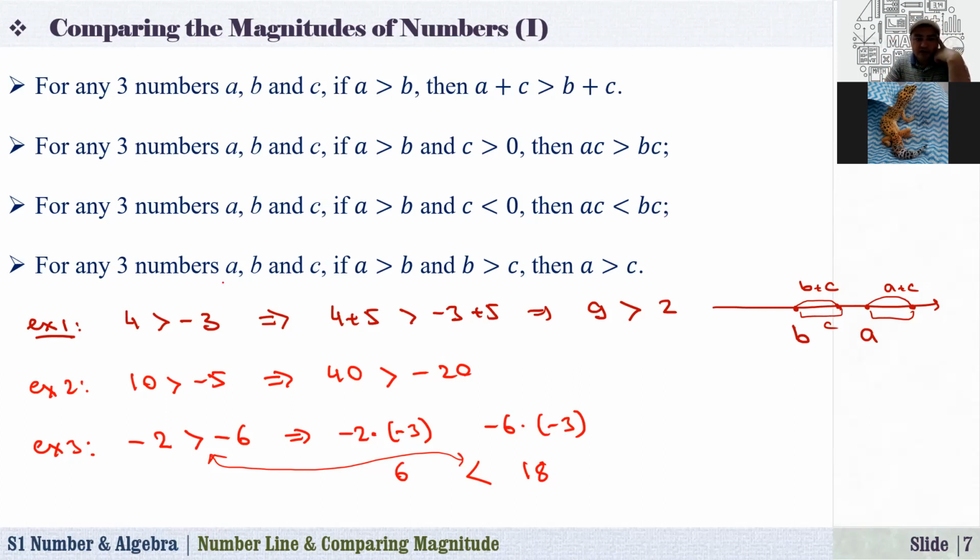For number 4, for any three numbers A, B, and C, if A is greater than B and B is greater than C, then A is greater than C. Let me write it here on a number line. A is greater than B, and B is greater than C. Here we have B. A is greater than B, that means A is to the right of B. And C is less than B, that means C is to the left of B, like this. So A is to the right of C, which means that A is greater than C.